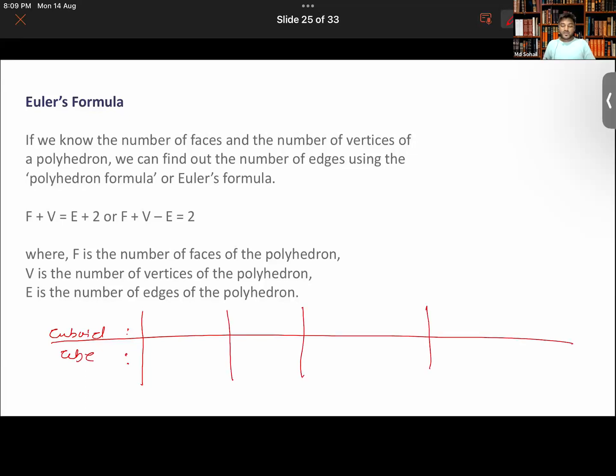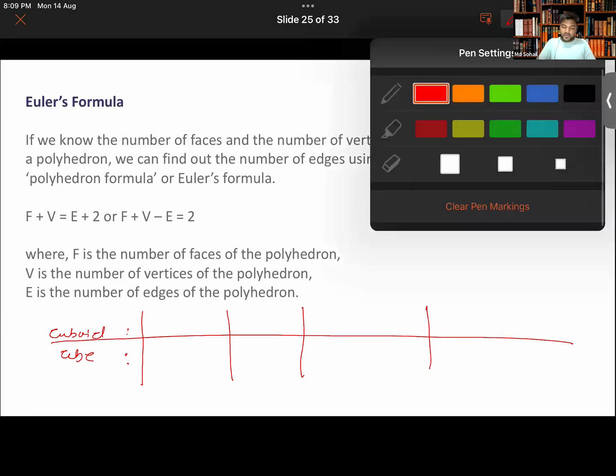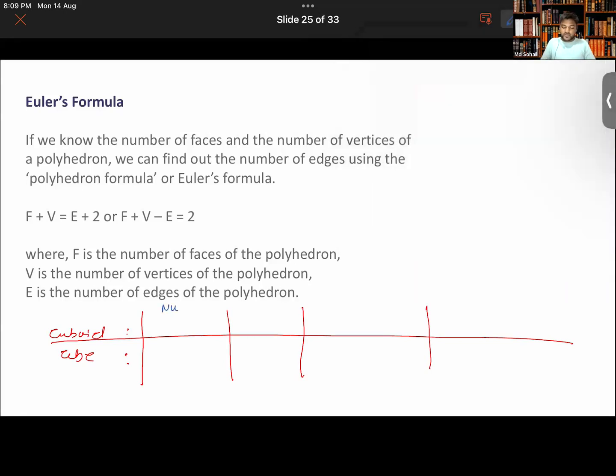Now, number of faces in it. How many faces are in both of them? Tell me. In cuboid 6, and also cube 6. Number of vertices in both of them: 8. So this is 6, 8 and 8. And number of edges in both of them: 12.